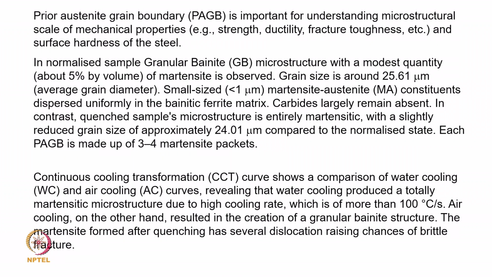And then one main thing, particularly in granular bainite, is the absence of carbides, and that's the main point. Otherwise, in martensite we find many carbides. So, in this case, carbides largely remain absent.